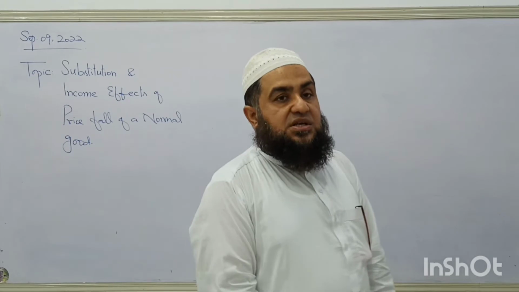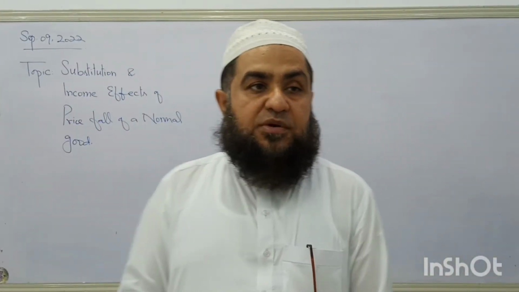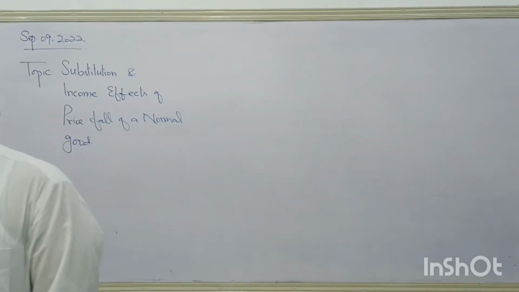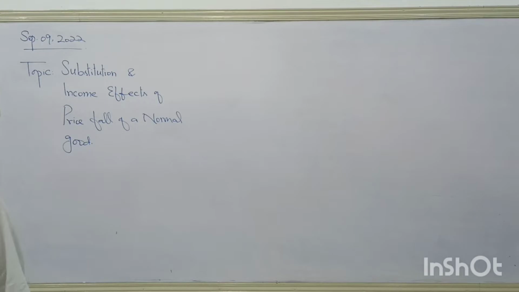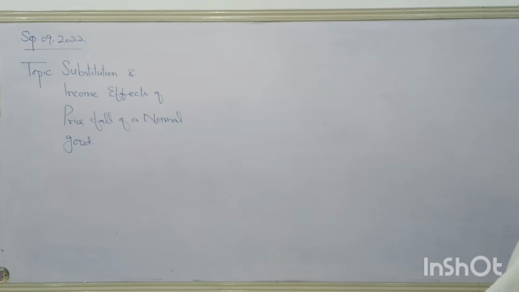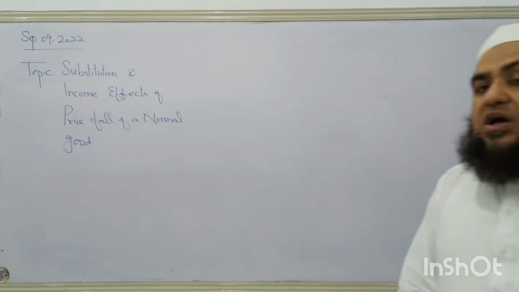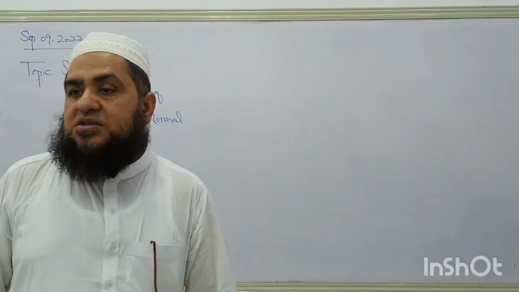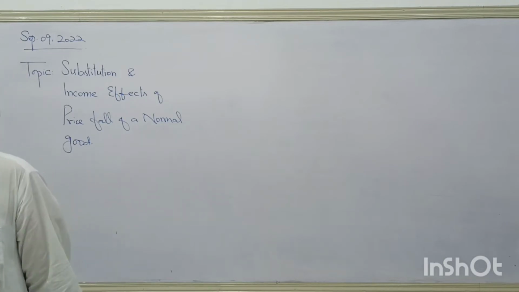Today our lesson is about the substitution effect and income effect of the fall in price of a normal good. Normal good we all know. What is a normal good? It is a good in which when income increases, the demand of that good will also increase. And it has a negative relationship with the price of the product as well. When price falls, its demand will also increase.